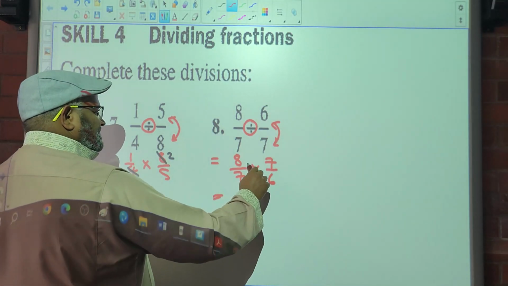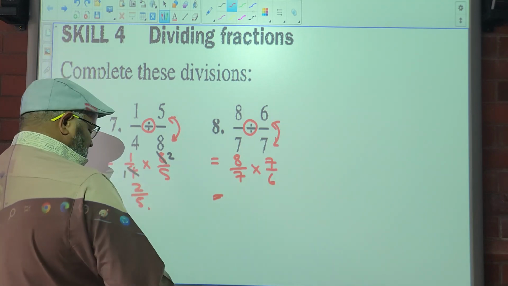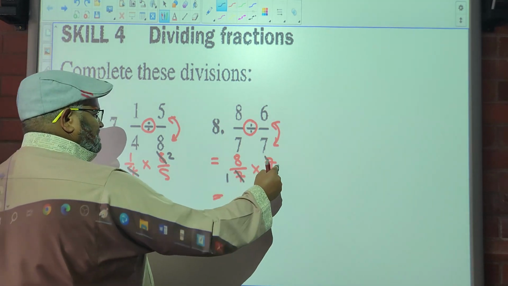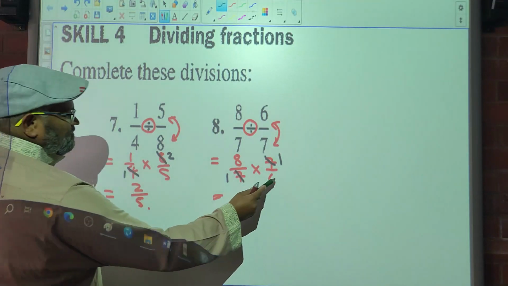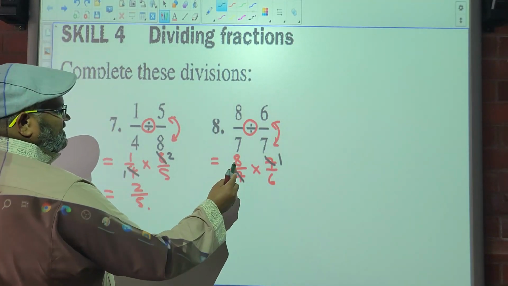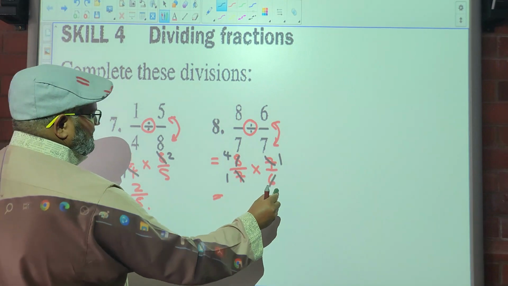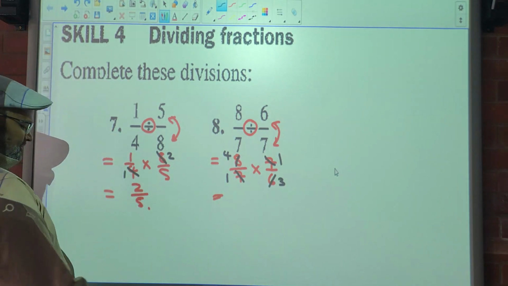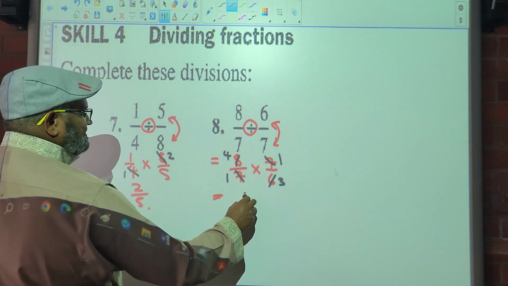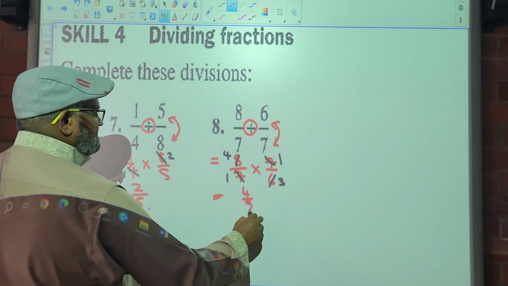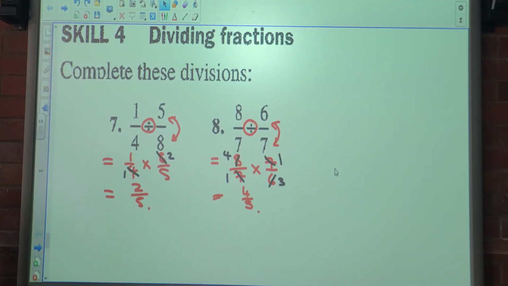Is there anything that can cancel here, simplify here? Yes. 7 goes into 7 once, 7 goes into 7 once. Anything that can simplify here? Yes. 2 goes into 8, 4 times. 2 goes into 6, 3 times. So 4 multiplied by 1 is 4. 1 multiplied by 3 is 3. Could also be written as 4 over 3. Okay. Any confusion there? Can I carry on?